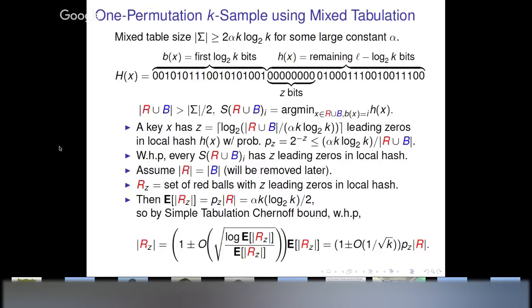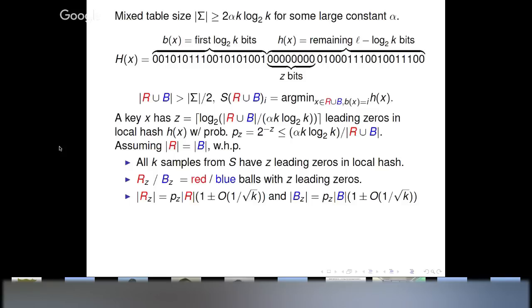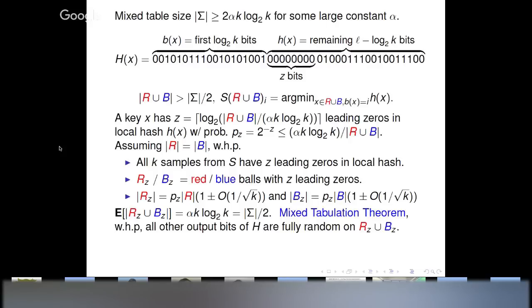So we have a very nice concentration of the number of small red balls. It's just about exactly what it should have been. And the same with the blue balls. So we have roughly the right number of small red balls, roughly the right number of small blue balls, and they all have the same probability of being small. So if we look at the ratio between small red balls and small blue balls, it's the same as the ratio between red balls and blue balls. And the total number of small balls is the alphabet size divided by 2. That means that everything else is totally random.